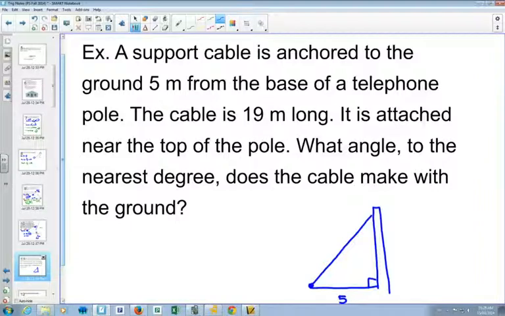We know that the cable is 19 meters long. Are you okay with labeling that 19 meters there? Does that make sense as a diagram? And the question says, what angle does it make with the ground? So we want to find that angle.